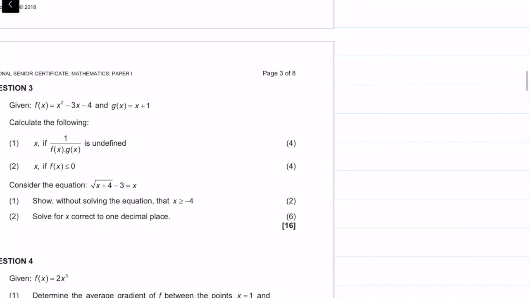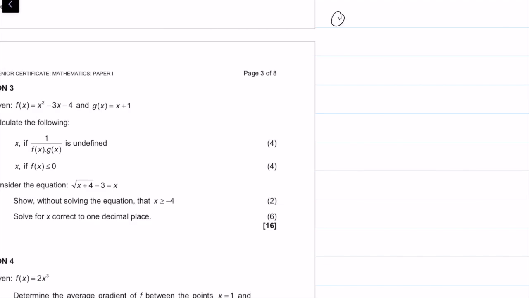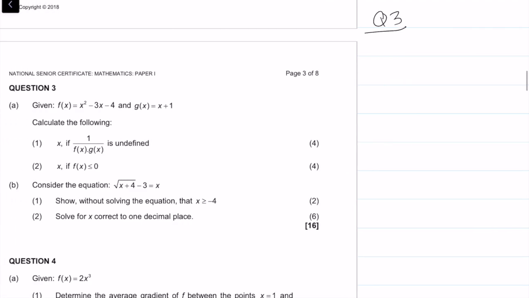So we're doing question 3. It says, given that f of x is equal to x squared minus 3x minus 4 and g of x is equal to x plus 1, calculate the following. We want to calculate x if 1 over f of x times g of x is undefined. Remember, for undefined, the denominator, that's the bottom of the equation, must be equal to 0.